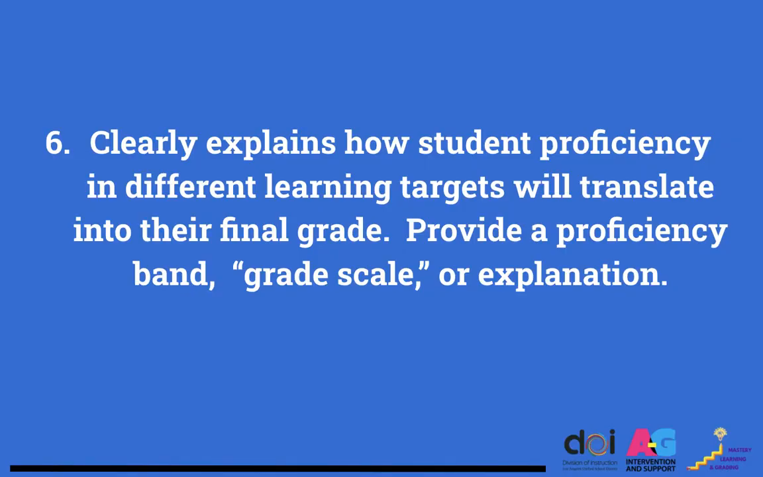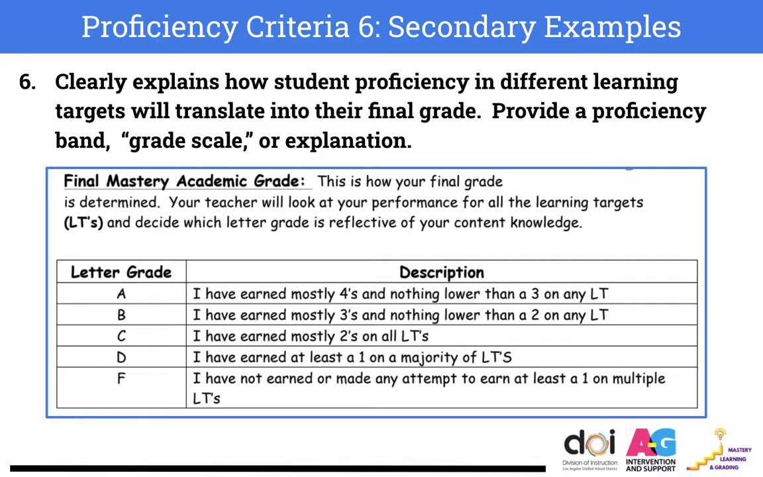The last proficiency criteria for the secondary syllabus says that the syllabus must include a clear explanation for how student proficiency in different learning targets will translate into their final grade. In this example, the teacher has communicated this information in the form of a table. The letter grades are in a column to the far left, and corresponding to each letter grade is a description of what the learning target proficiency levels might have to be in order to correspond to that letter grade.